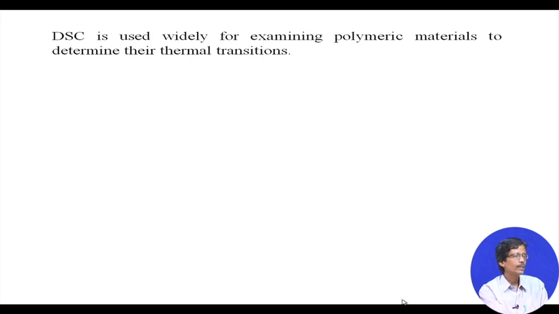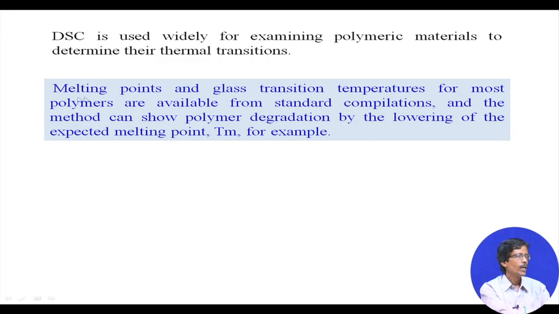DSC is used widely for examining different polymeric materials to determine their thermal transitions. In most cases the DSC is used for polymeric samples. The melting points and glass transition temperatures of most polymers are available from standard compilations, because the literature known values are tabulated and we can have them in our hand. So once we make a new polymer or new sample, we have to compare it with the well known values in the standard references. And the method can show polymer degradation by a lowering of the expected melting point Tm, for example.